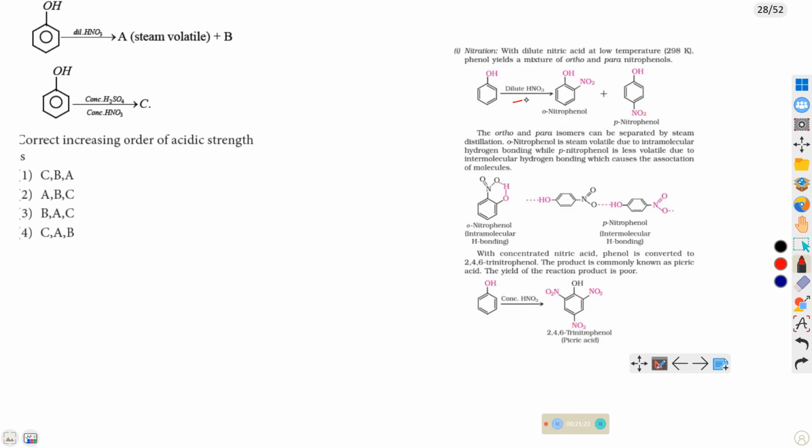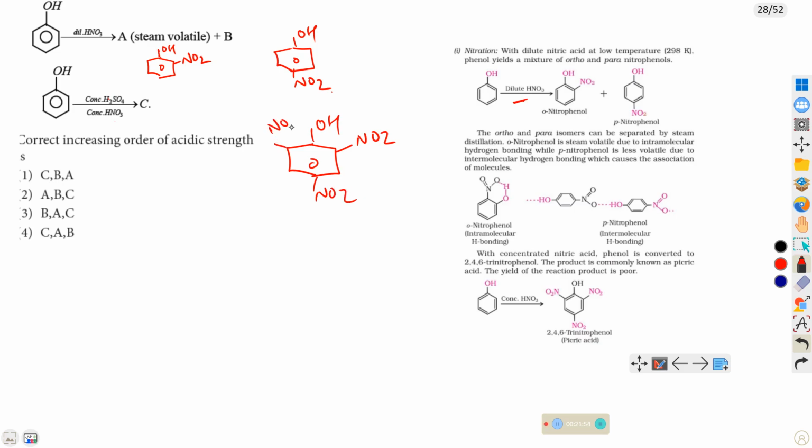Phenol reacts with dilute HNO3, then it gives orthonitrophenol. Orthonitrophenol is steam volatile, and paranitrophenol. Reacts with concentrated HNO3 and H2SO4, then it gives picric acid, with NO2, NO2, NO2. This is A, B, C. Increasing order of acidic strength.